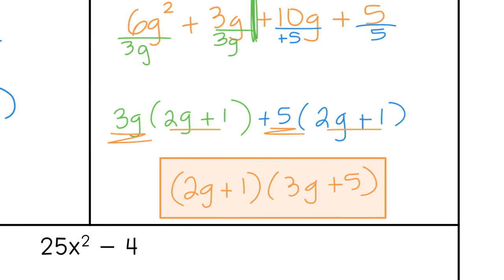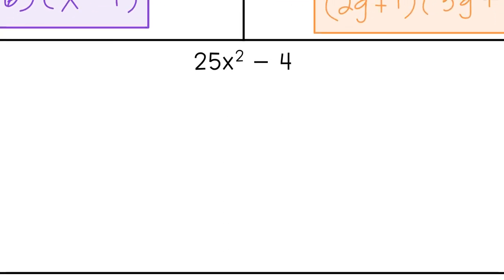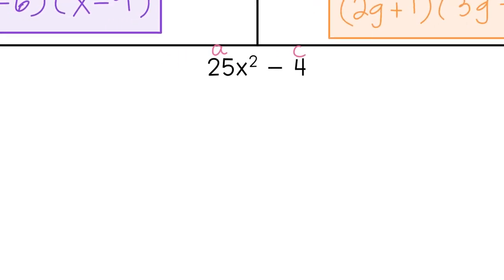Okay, and then one last problem for us. 25x squared minus 4. So this one's a little bit different. Remember that standard form has a in front of the x squared, and then the regular number is c. This one doesn't have a b. So that means that you're still going to do your tree. So a times c is negative 100.